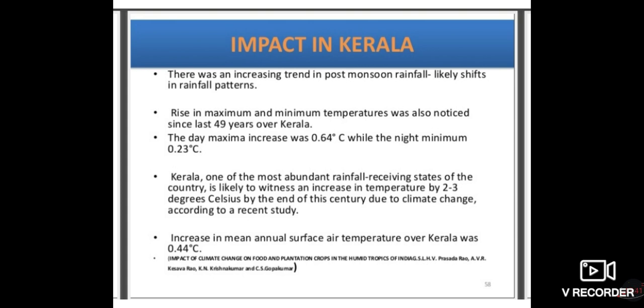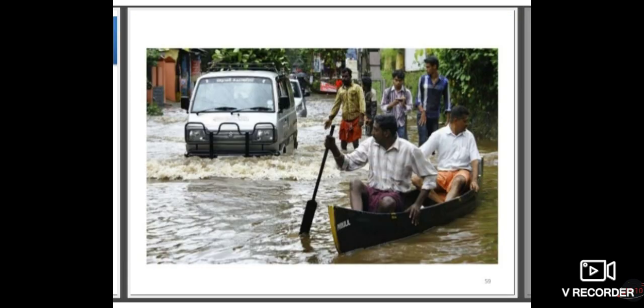The rise in maximum and minimum temperature was also noted over the last 49 years in Kerala. The day maximum increased 0.64 degree Celsius and the night minimum 0.23. The mean annual surface air temperature over Kerala increased 0.44 degree Celsius. How much has the temperature increased annually? 0.44 degree Celsius.